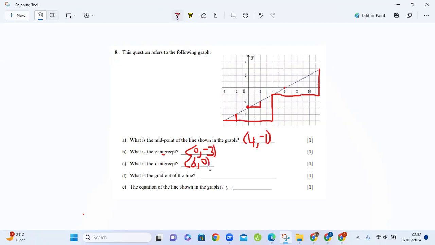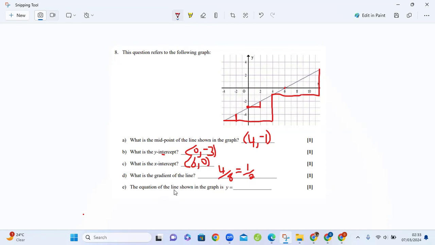What is the gradient? Well, we said the gradient is already 1/2. For example, look, you have 1, 2, 3, 4, 5, 6, 7, 8, and you have 1, 2, 3, 4. So that's 4/8. 4/8 is 1/2. So the gradient is 4/8, or you can put it as 1/2. And here it is, 1/2.